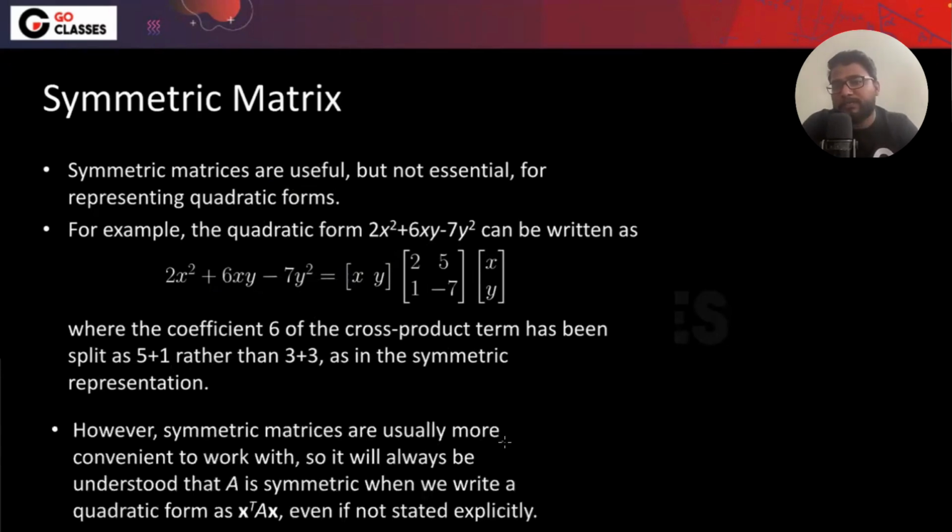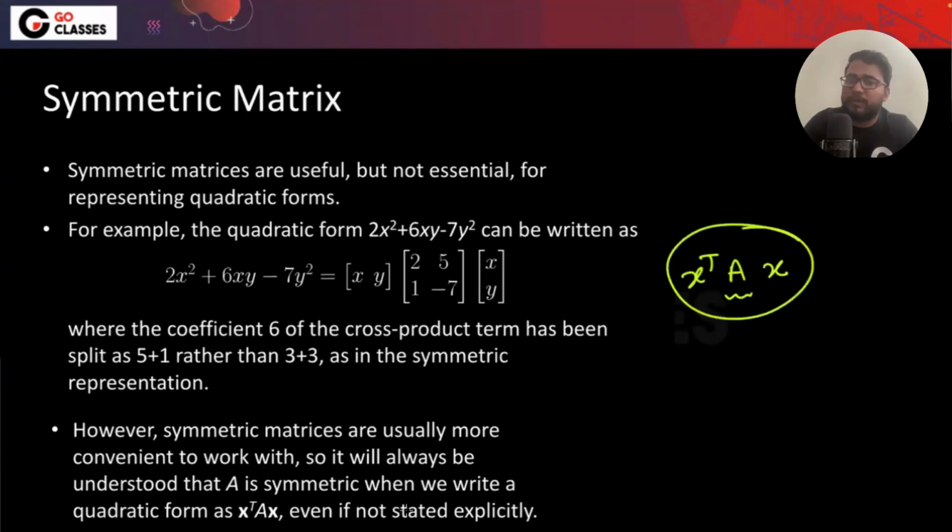However, symmetric matrices are usually more convenient to work with, so it will always be understood that A is symmetric when we write x transpose Ax, even if not stated explicitly. So even if they do not say that this A is a symmetric matrix, it is understood that we can represent any quadratic form as a symmetric matrix here. We can choose it to be a symmetric matrix, so we will be choosing the symmetric matrix only, even if it is not stated explicitly. This is so common that even if they do not say it is a symmetric matrix, you can represent it as a symmetric matrix.